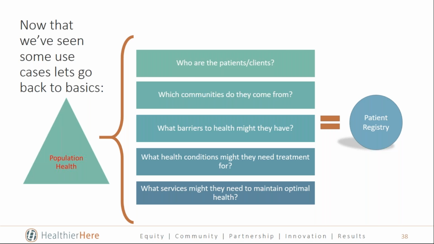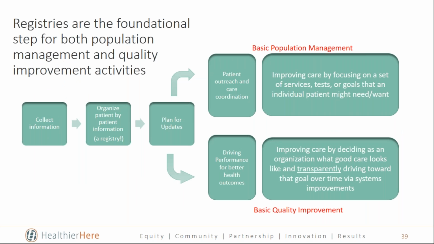So can we go to the next slide? Yeah, so basically, this patient registry, the thing that we were just talking about with all those use case scenarios, is the foundational step for basic population management and also basic quality improvement. They both start out the same way. Essentially, we need to be able to collect the right information. There was a lot of detailed information in those patient registries that Jeff just talked about, and it may or may not be that we are collecting that information in a systematic way.